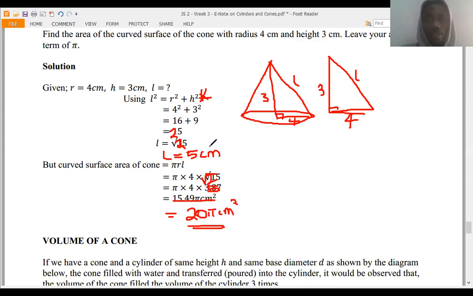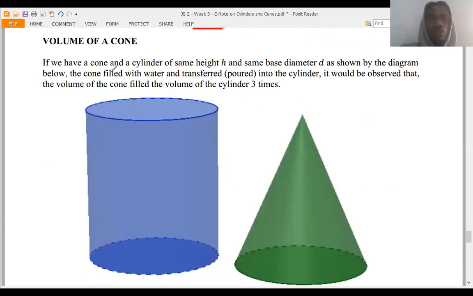I hope that was clear enough. All right, so let's continue, and let's see the volume of a cone. And watch, listen to or observe this.